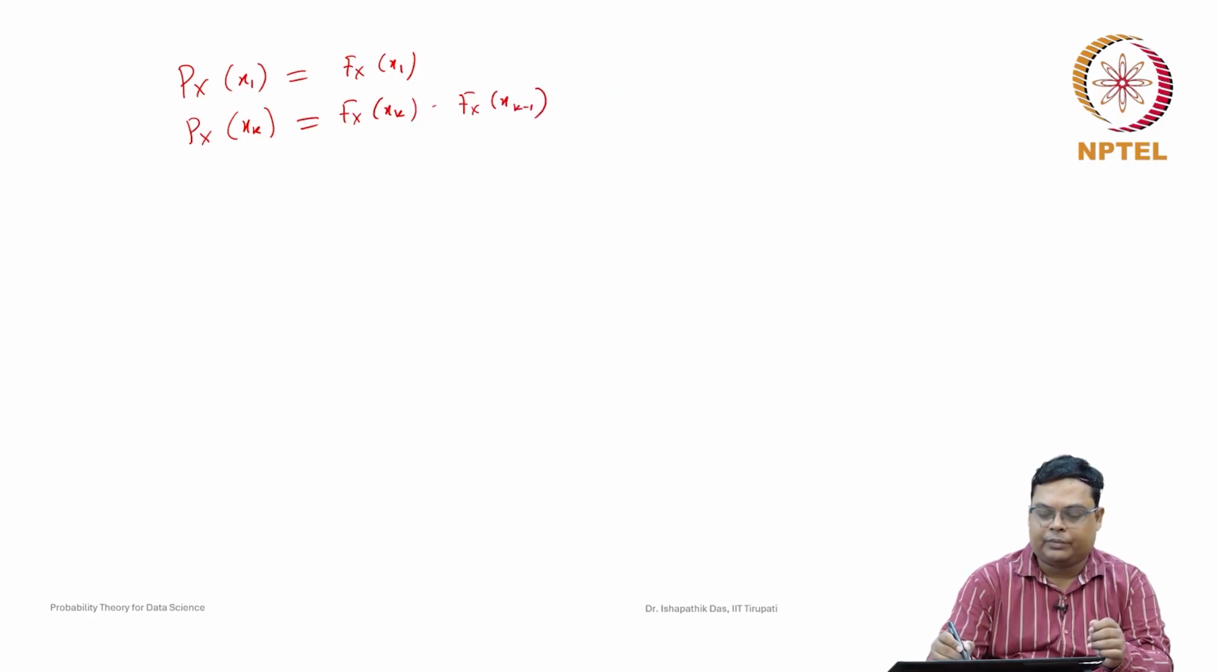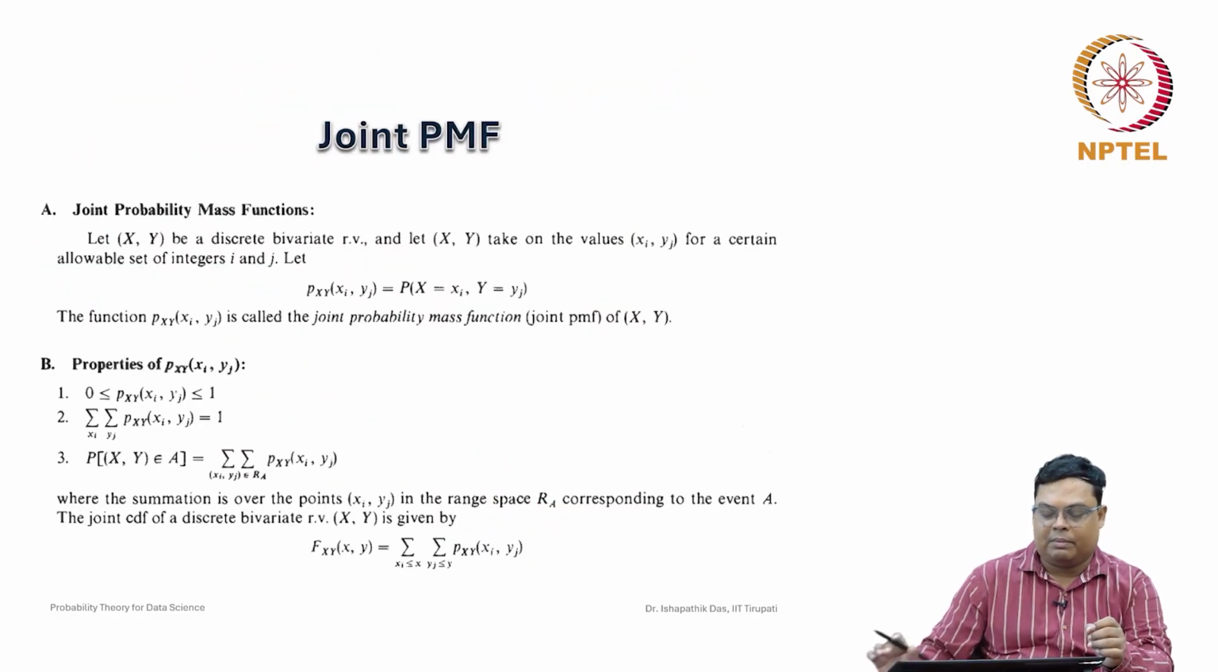This holds for k greater than 1, where k is a natural number: 1, 2, 3, 4, and so on. That is how, if you have the cumulative distribution function, you can find the probability mass function also.